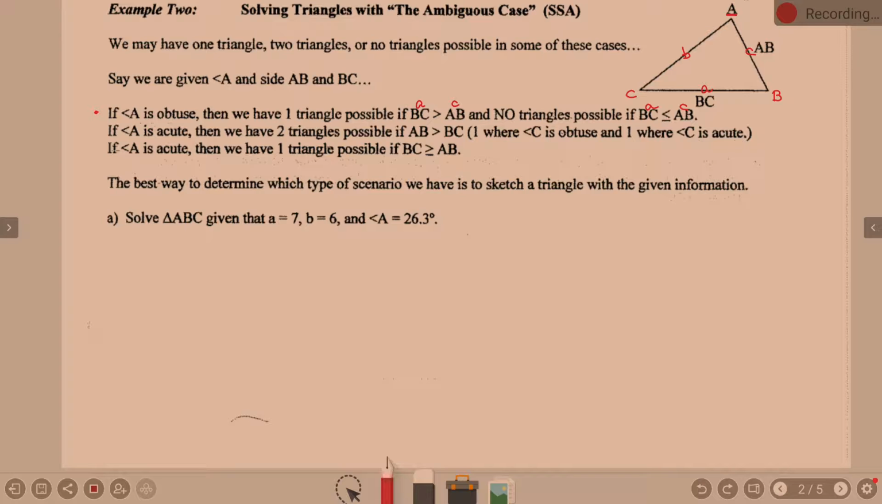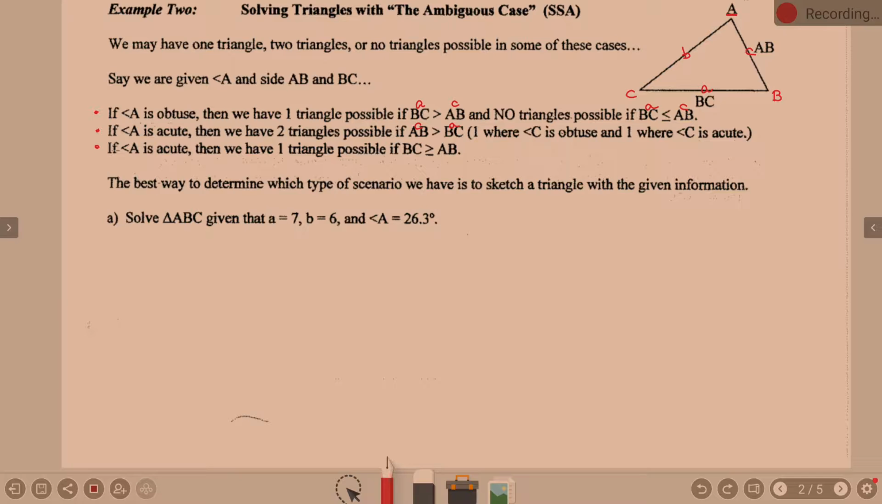Now, if A is acute, you've got two options here. If that given angle is acute, there could be two triangles or there could be one triangle. Two triangles are possible if side C is bigger than side A. So if angle A is acute and this other side over here is the longer side, there's going to be two triangles possible. One where angle C is the obtuse angle and one where angle C is an acute angle. Again, I'll demonstrate that later.